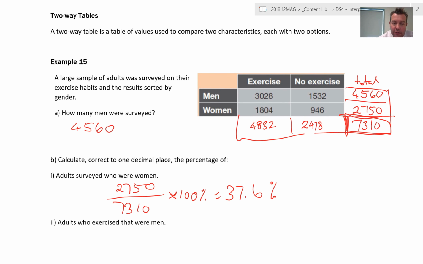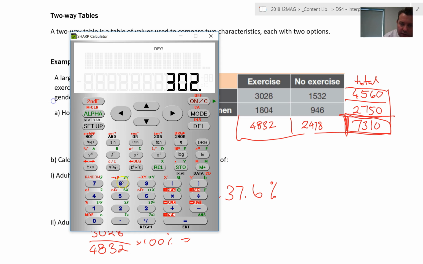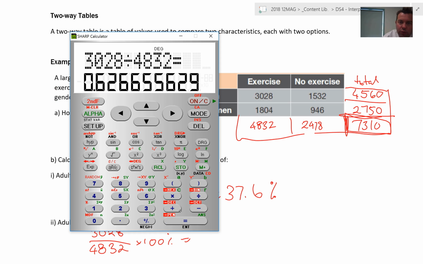Now, the percentage of adults who exercised that were men. I'm only interested in the adults that exercise, I'm only interested in this column. So it's 3,028 out of 4,832, because I am limiting this query to adults who exercise. Right, in the last one, I limited it to adults, that's everyone. This is just adults who exercised, only interested in this column this time. So it's going to be 3,028 out of the total number who exercised, 4,832, times 100% equals 62.7%.